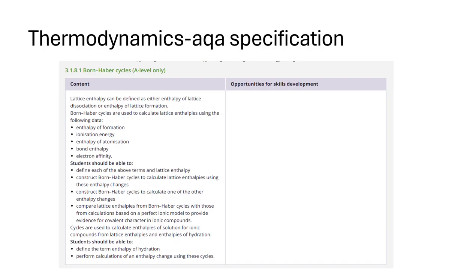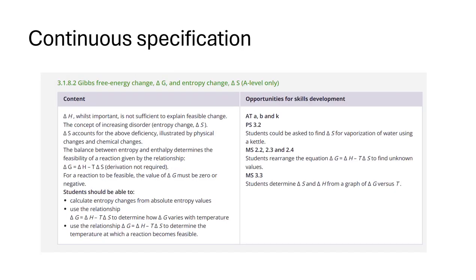We will also construct Born-Haber cycles to calculate one of the other enthalpy changes. Also, we will compare lattice enthalpies from Born-Haber cycles with those calculated based on the perfect ionic model to provide evidence for covalent character in ionic compounds, and also the enthalpy of hydration, and perform calculations on those enthalpy changes.